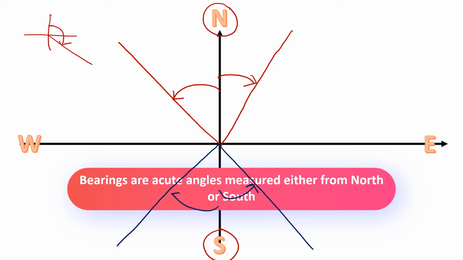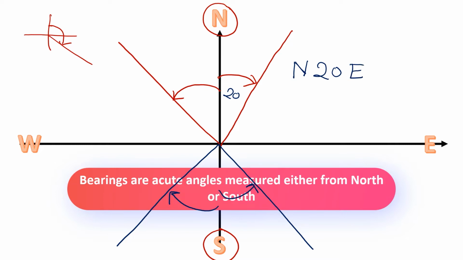Okay, like this. So let's say this is 20 degrees. So how do you represent the bearing? What you do is you first write this N right here. So the angle from the north is 20 degrees. So it is pointing towards the east. So my bearing of this line would be north 20 east.